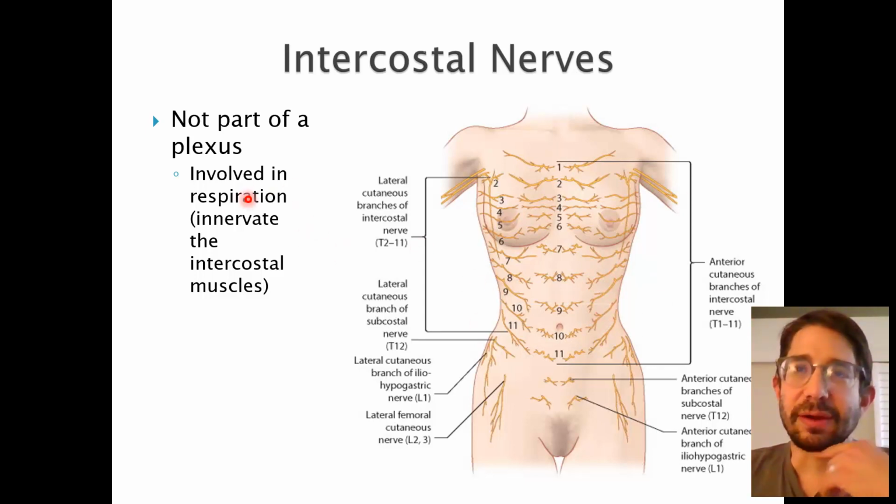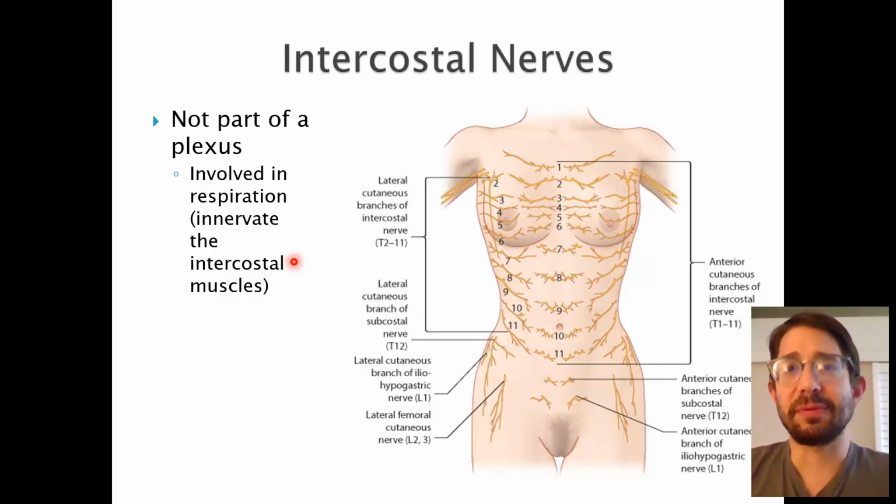And some of the things they're doing are, for example, being involved in respiration. Like your intercostal muscles, which you should remember learning about, those assist in respiration. They help the diaphragm. So one of the things that these nerves do is they aid in respiration.